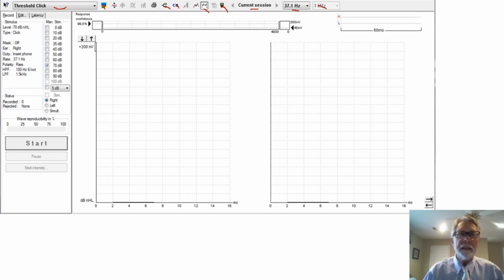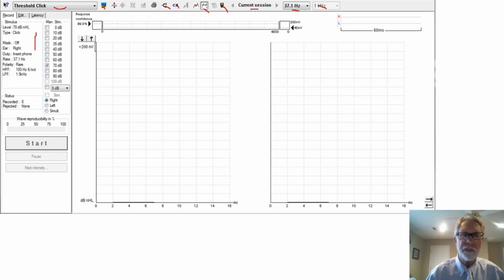Moving over to this column right here on the left, you see we have all the information. We know the level, we know the type of stimulus, we know whether the masking is on, and we can easily turn that on in the protocol. And we know what ear is selected, what type of transducer we're using, insert phone in this case, we know what the rep rate is, we even know the filter settings. So if we want to go and change any of that, we can.